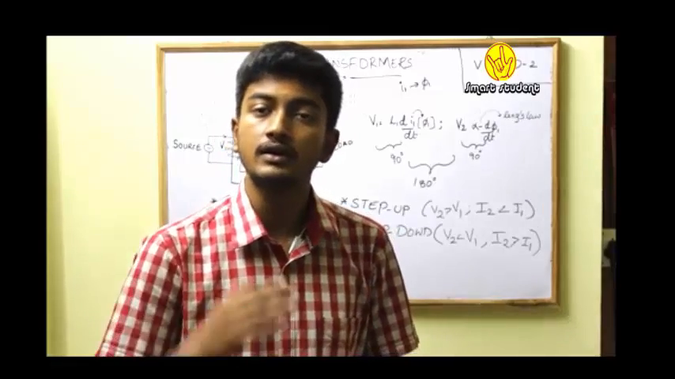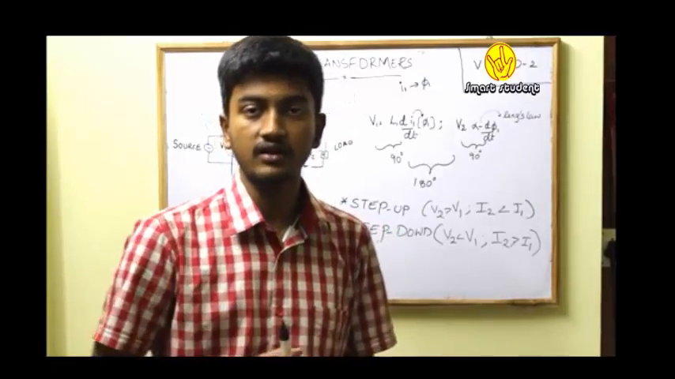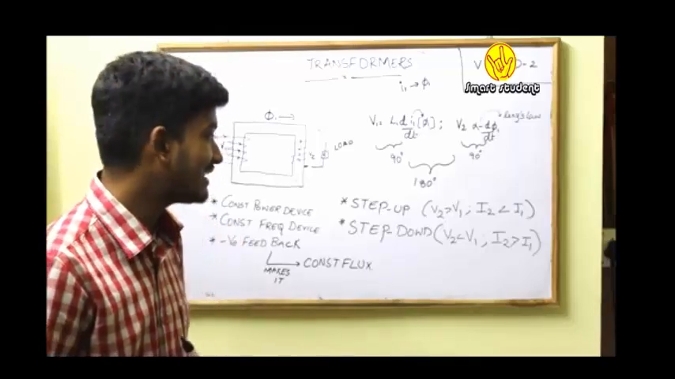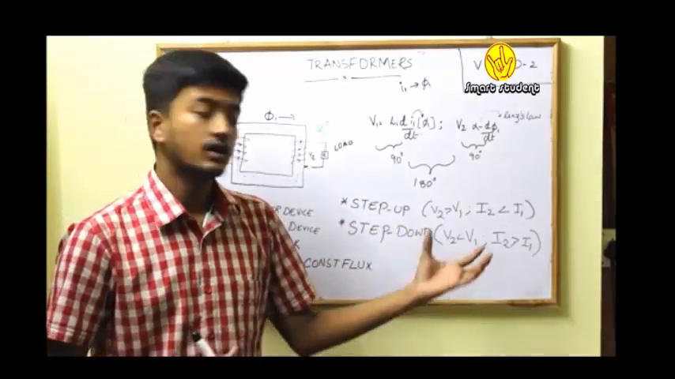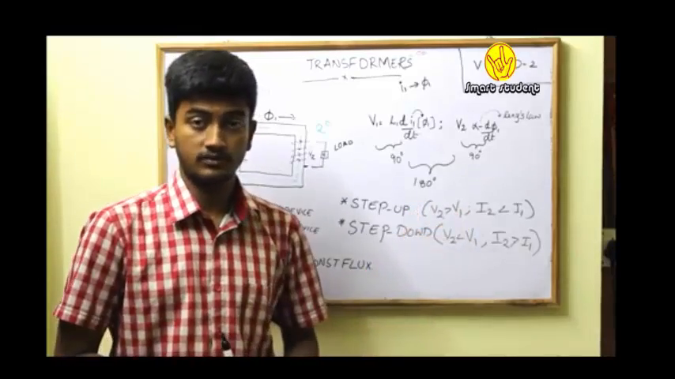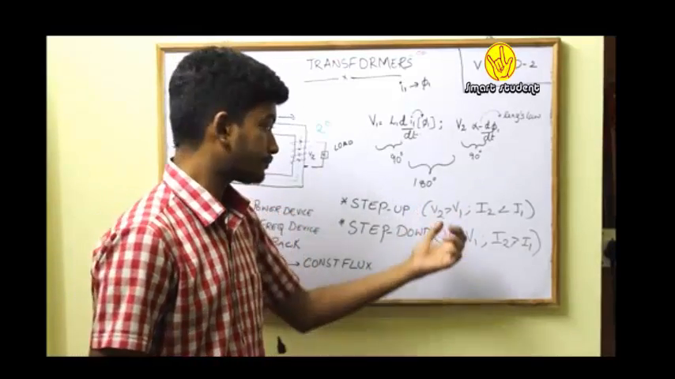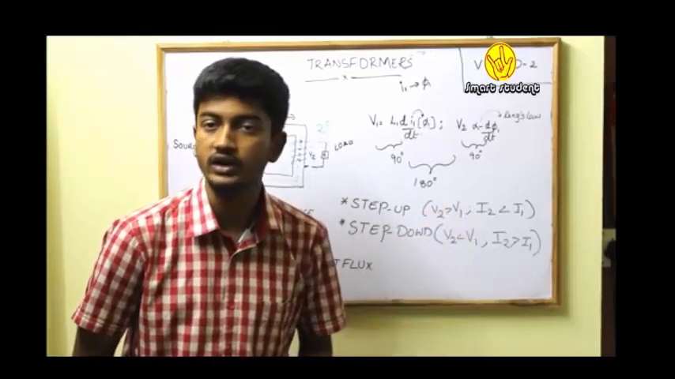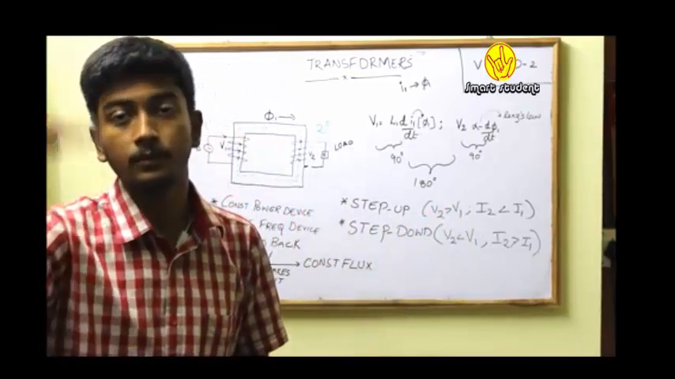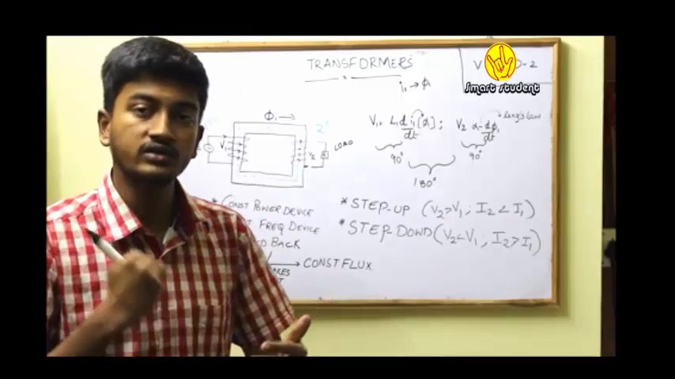Based upon the voltage across the primary and secondary windings, transformers are basically classified as step-up transformer and step-down transformer. And see how we can understand a step-up and step-down transformer. If the secondary side voltage of my transformer is greater than my primary side voltage, we call it a step-up transformer because my voltage is stepped up.